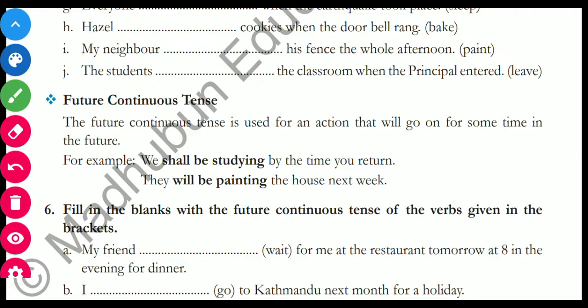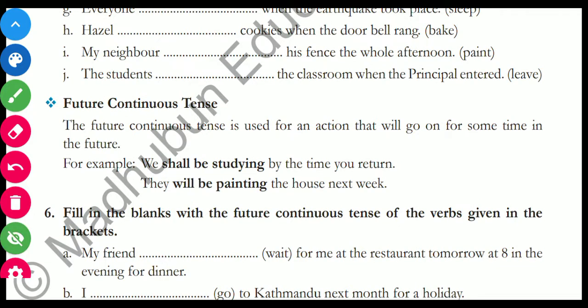Okay, see the example. We shall be studying by the time you return. Okay, so we, sorry, we is the subject, shall be plus verb in its ing form, that is studying. This is how the rule works.